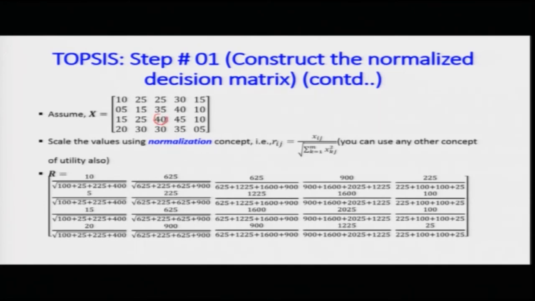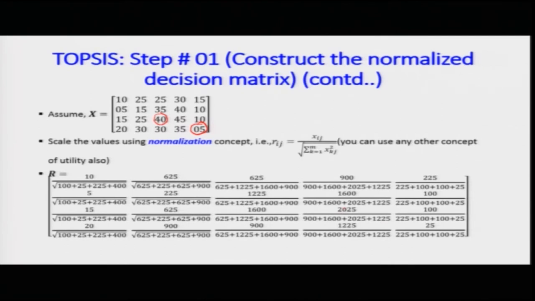So, what would 40 mean? It would mean that for the third alternative, the value accrued by the third criterion would be 40. Similarly, if I consider 5 here, it means that for the fourth alternative, the value accrued by the last criterion is 5. Once you have that, you normalize.